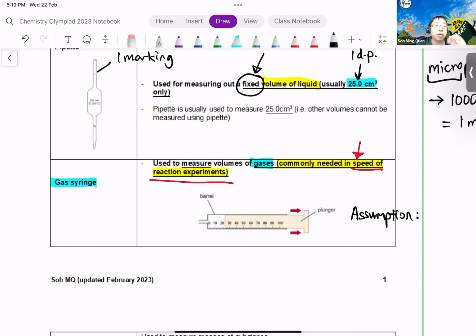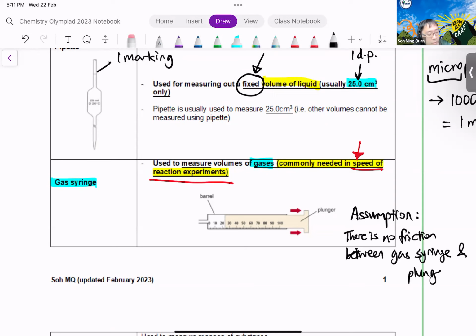There's always one assumption when you use a gas syringe to measure volume of gas. So how a gas syringe works is basically the gas enters the syringe and the gas pushes the plunger outwards. So we are assuming that there is actually no friction between the gas syringe and the plunger. All right. We have assumed that the volume readings are accurate because there's no friction between the gas syringe and the plunger. Now, how is this even important?